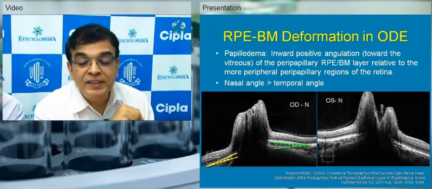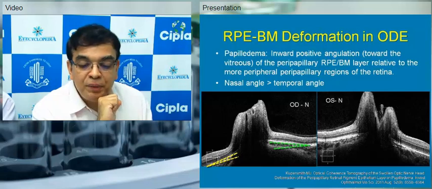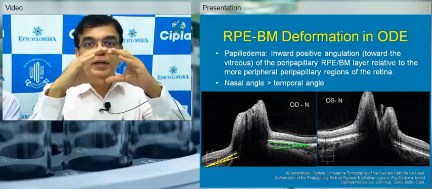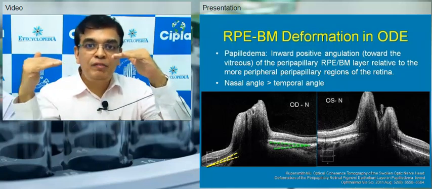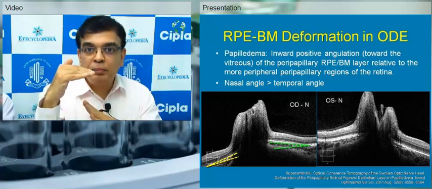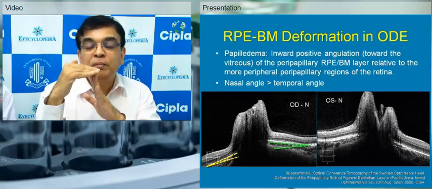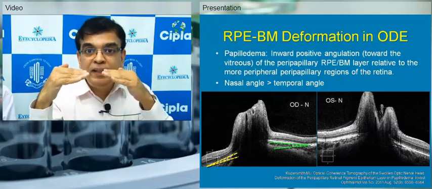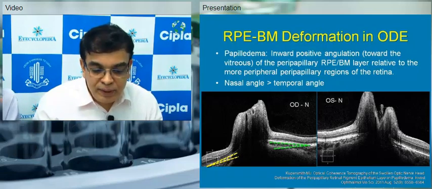Another usefulness of the spectral domain OCT is in papilledema, where you look at the RPE Bruch's membrane. If you look at the optic disc and the RPE Bruch's membrane below it, normally the RPE Bruch's membrane lies flat. In this case, because of the pushing of the subarachnoid space of the fluid from raised ICP, the RPE Bruch's membrane is tilted upwards, which is basically towards the vitreous. So you have this very positive angulation here, which you can see, and this is very typical. Here is the RPE Bruch's membrane, so we have drawn a horizontal line as to where it should normally be, and this line here shows where it is actually tilted up.